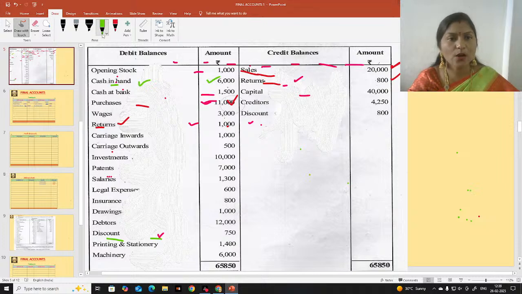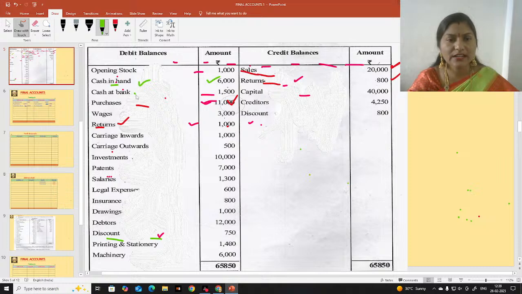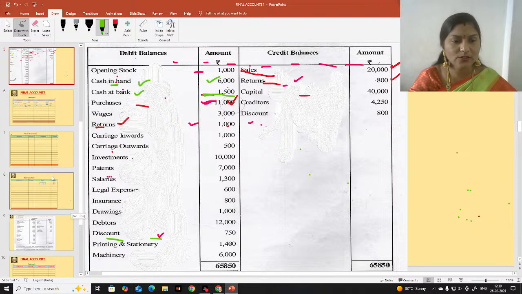Cash at bank is how much here? We have 1500. Next item is cash at bank, students, and how much we have here? We have 1500. You can see 1500 here. So cash at bank also is one of the assets. Just now I discussed in the formats that it is an asset and we should record under assets. Cash at bank 1500. Let us go and record 1500 in the balance sheet.